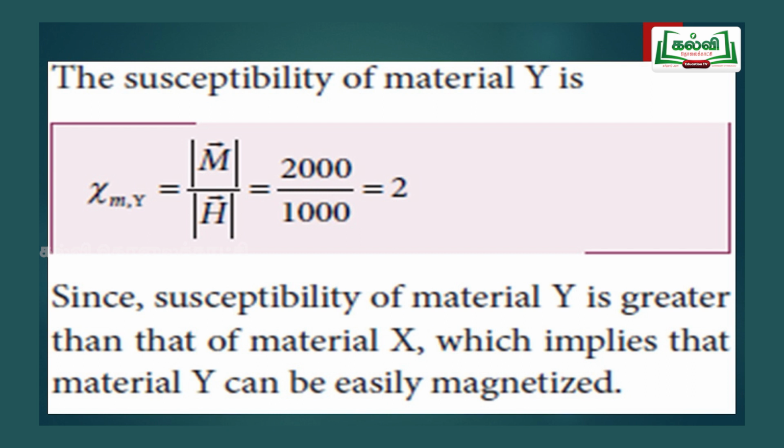And for the another material Y, the values are substituted in the formula for susceptibility. So, now the susceptibility of the material Y is greater than that of the susceptibility of X. So, which is magnetized stronger is Y, it can be easily magnetized.